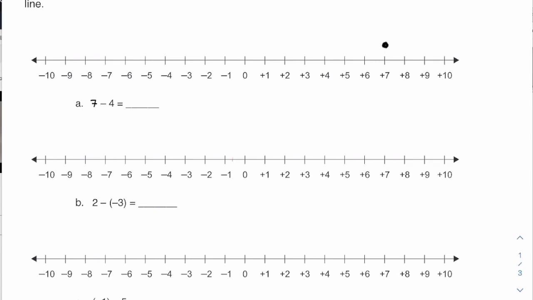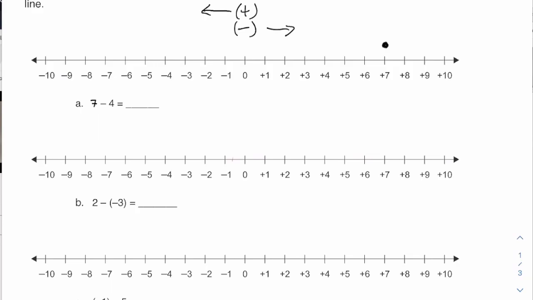Now when we're adding a positive, if you remember, we go to the right on the number line. When we're adding a negative, we would go to the left. Now, we are not doing addition, we're doing subtraction, so we're going to go the opposite direction when we're subtracting. Okay, so a negative, we go to the right, a positive, move to the left.